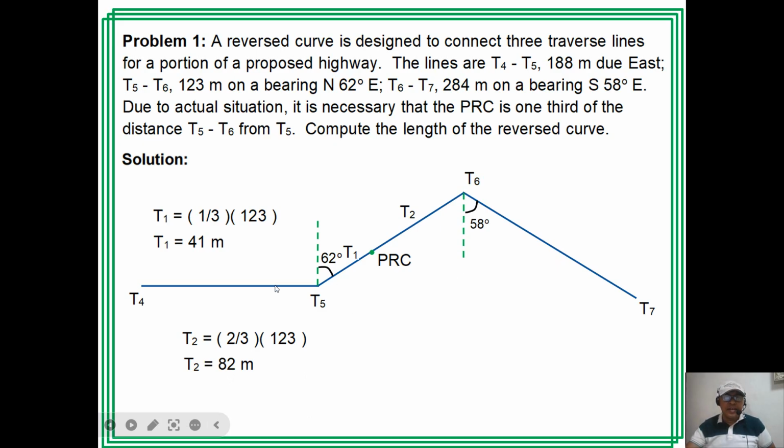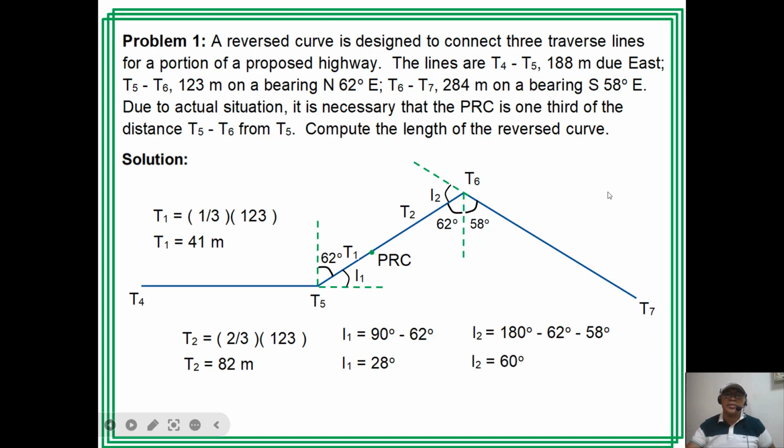Then this is T1. This is also T1 here, so the angle between the T1 tangents is I1. In the figure, we can solve I1, which is equal to 90 minus 62. So I1 is 28 degrees. This is also 62 here, and this is I2. In the figure, I can solve I2: 180 minus 62 minus 58. So I2 is equal to 60.